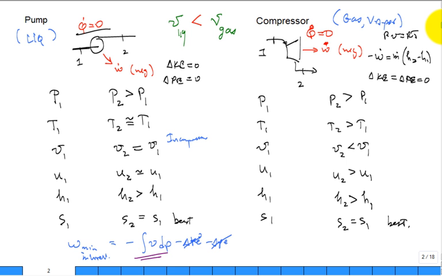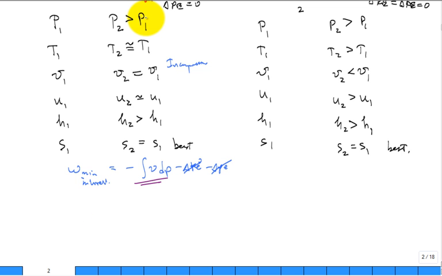Let's do this. We like property diagrams. Do you like property diagrams? What would be a good property diagram if I want to investigate this term, this integral of V dP term? Let's do a PV diagram. Have you seen a PV diagram in this class? Sure. Let's do one PV diagram. Well, we can put them both on the same PV diagram or do them independently. Okay, one is for the pump over here, one is for the compressor.